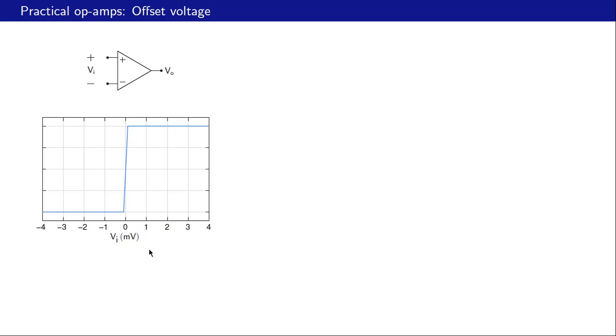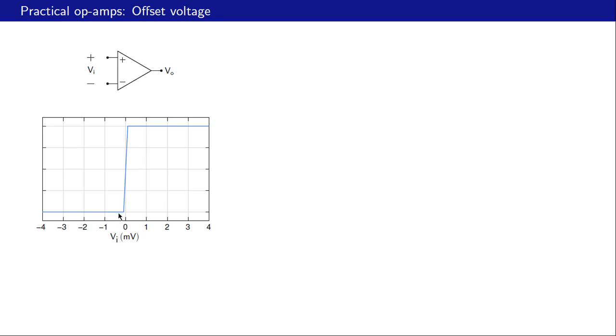So far we have been talking about ideal op-amps. We now want to look at some of the non-idealities in practical op-amps, starting with the so-called offset voltage. Let us see what that is. Here is an op-amp, and here is the VO versus VI relationship for the op-amp. Note that the scales are different. This is millivolts and that would be volts. Typically this would be like minus 10 volts, that would be plus 10 volts, something of that order.